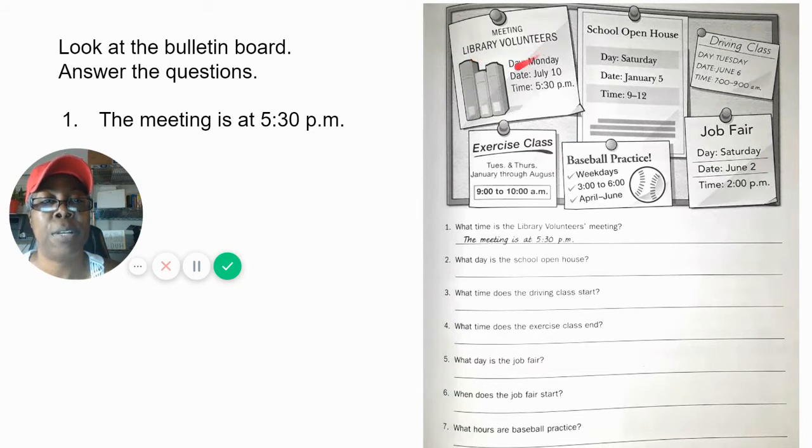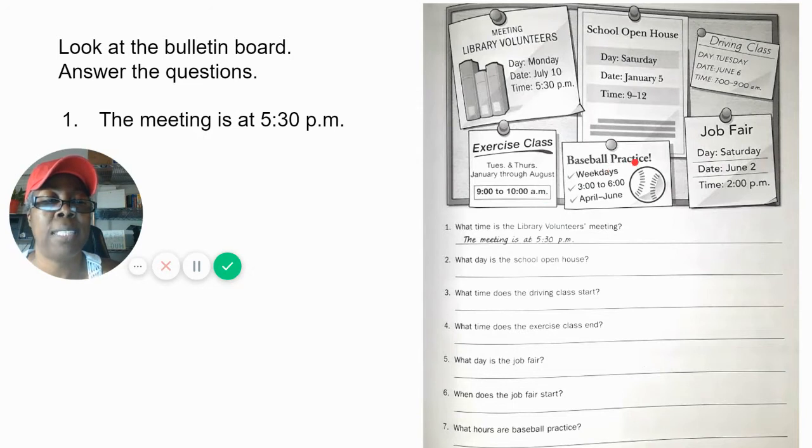So first, when we look at the bulletin board, we see there's a meeting of the library volunteers, and the day is Monday, the date July 10th, the time 5:30 p.m. We see the school open house, the day is Saturday, the date is January 5th, and the time is 9 to 12. There's driving class, the day is Tuesday, date is June 6th, time 7 a.m. or 7 to 9 a.m. Then we have exercise class, Tuesday and Thursday, January through August. I want you to notice how they abbreviate Tuesday and Thursday. And then the time is 9 to 10 a.m.